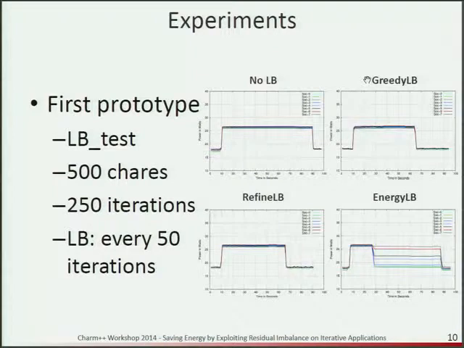And when we are using just energy LB, what we see is that for the different sockets, after the first 50 iterations, where we gather information for load balancing, we set the frequency of these different sockets to different frequencies, and we have different power consumptions for each of them. The total execution time is basically the same as using no load balancer, but we have a smaller power consumption and smaller energy consumption yet.